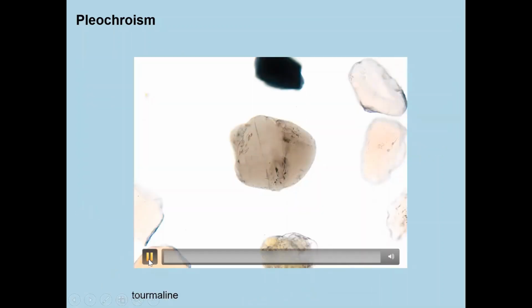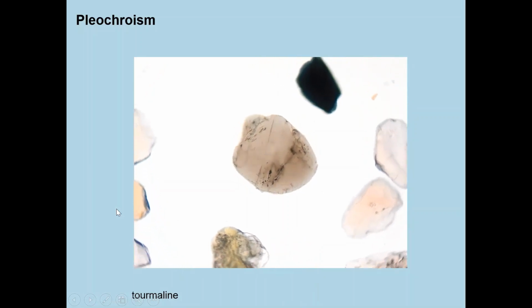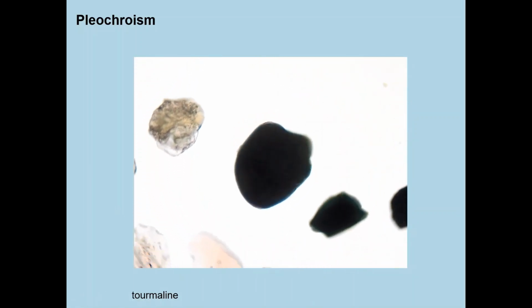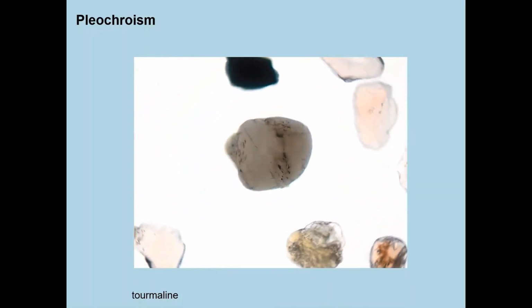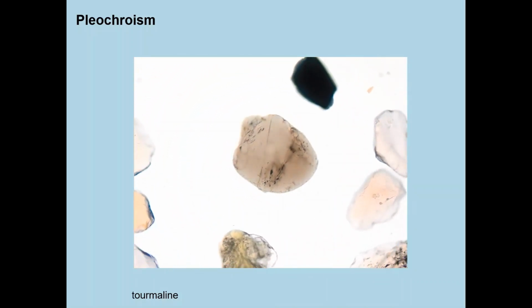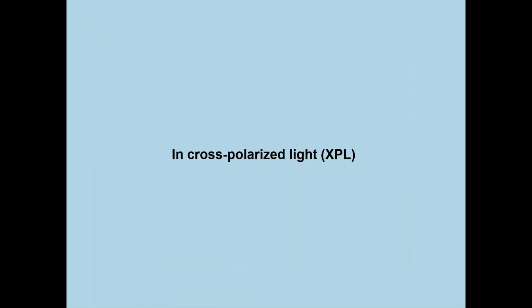Pleochroism means that if you look at your mineral under plane polarized light and you turn the table of your microscope, the mineral changes color. This tourmaline grain shows extreme pleochroism from light brown to almost black. Let's move on to cross-polarized light.